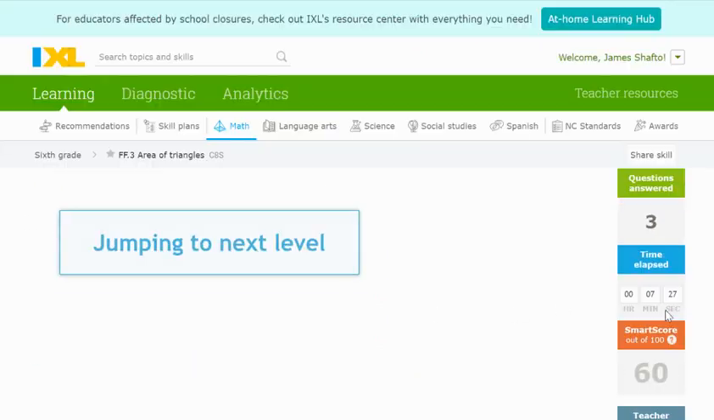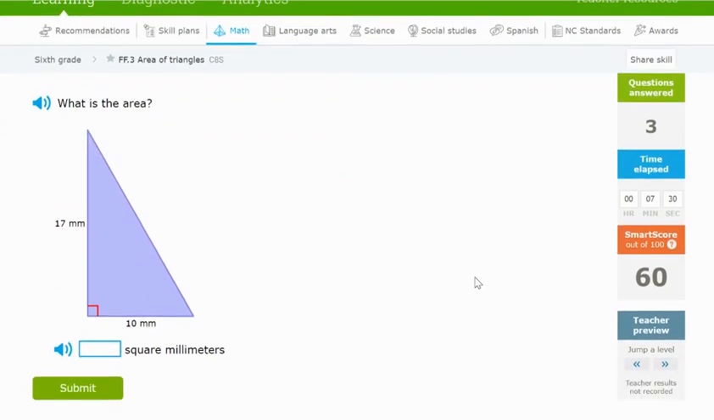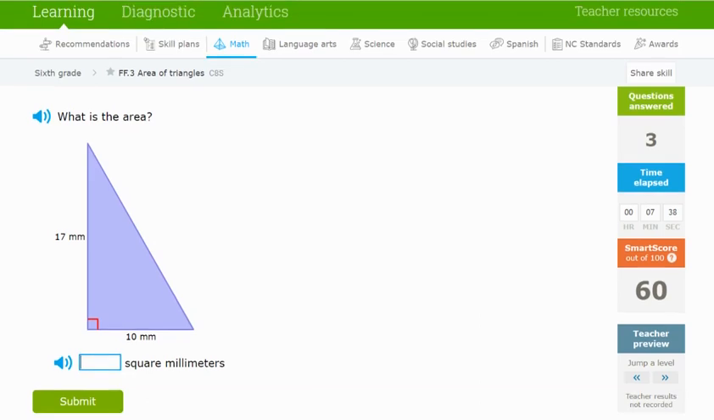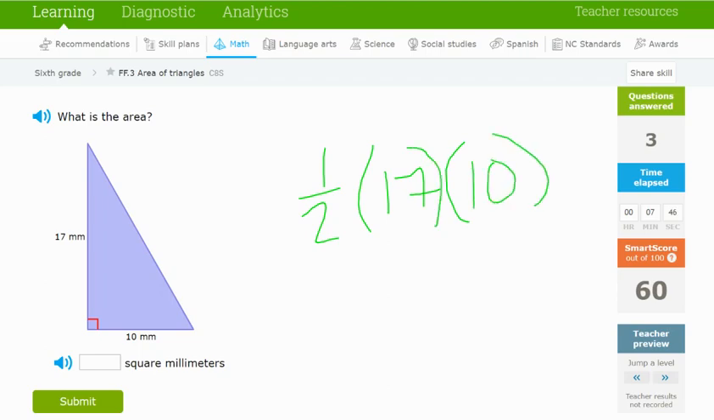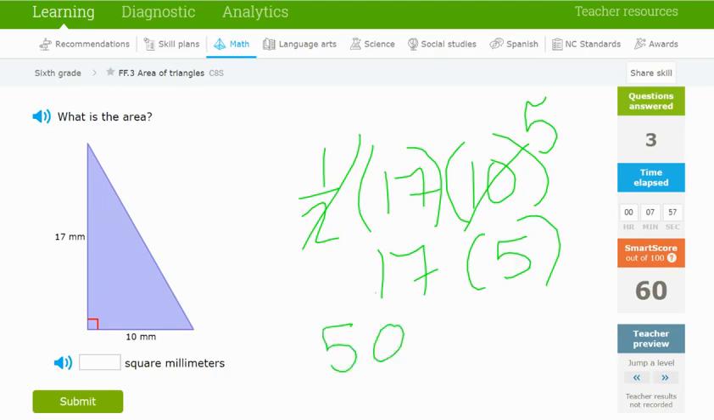If we get even harder, on the next level, it says, what's the area? And this is the same problem we just did, except instead of 20, it's going to be 10. So I've got 1/2 of 17 and 10. If I take half of 10, that's going to be 5. So I've got 17 times 5. And I like to break this up. I know that 5 times 10 is going to be 50, and 5 times 7 is 35. So this is going to be 85 millimeters squared.